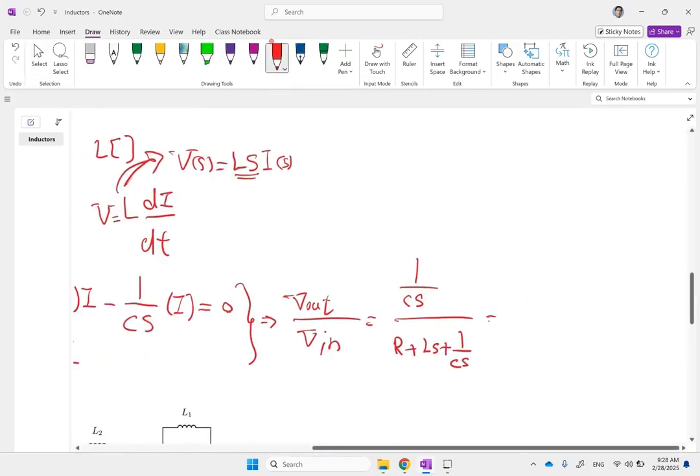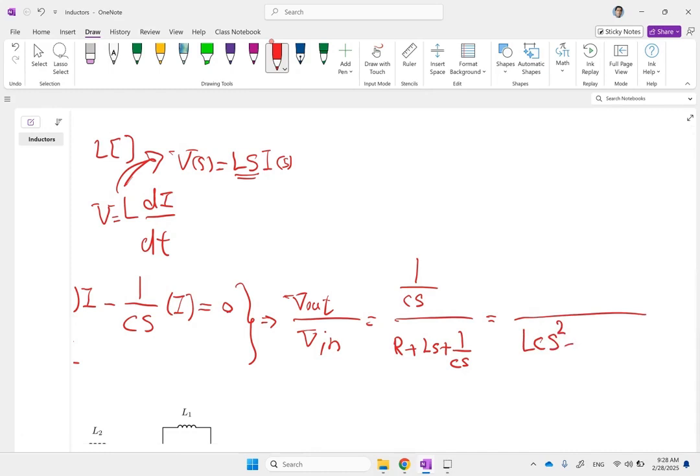And if you continue and simplify, you are going to get 1 over LCs squared plus RCs plus 1. And you can clearly see that your system is a second order system, right? So if you want to find the natural frequency of that, if you want to find the damping ratio or something, you clearly can do that, right?